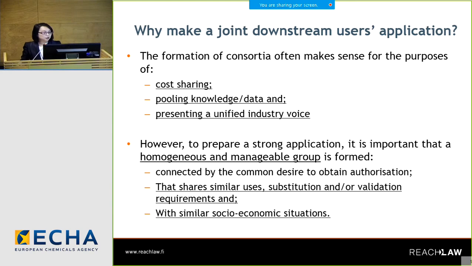They have to share similar substitution and/or validation requirements that apply to all of them similarly, and they should have similar socio-economic situations. I don't mean impact only, but also non-use scenarios, for example.